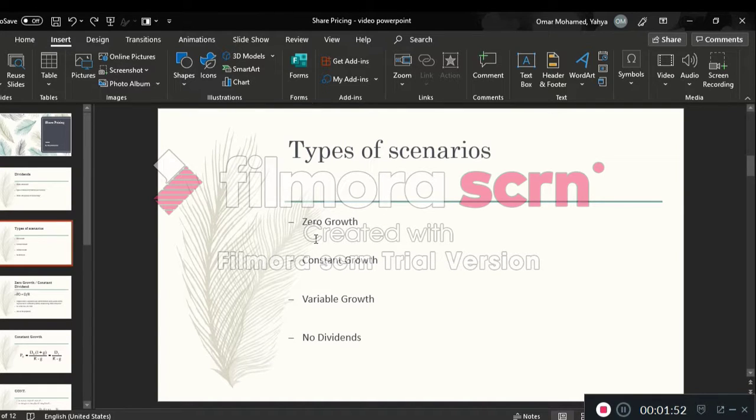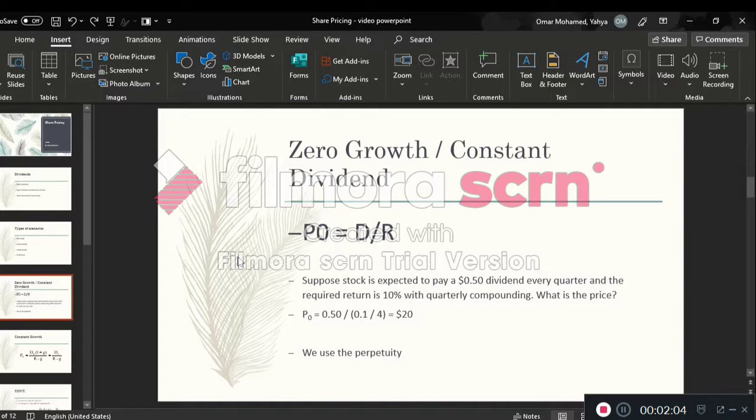So there are four different types of scenarios. There are the zero growth rate, the constant growth rate, the variable growth rate, and the no dividends scenario. I'll go through each one, setting an example and explaining what each one is. So the zero growth rate, or the constant dividends rate, basically means that the dividend stays the same indefinitely. And in this scenario, we use it as a perpetuity.